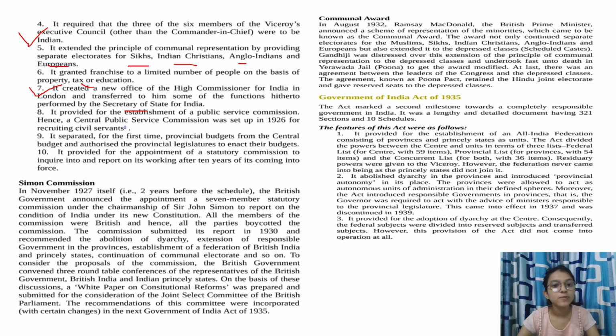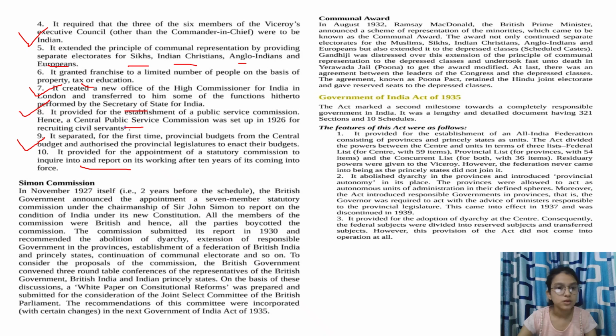It provided for the establishment of a Public Service Commission. Hence, the Central Public Service Commission was set up in 1926 for recruiting civil servants. So all the idea was there. It separated for the first time the provincial budget from the central budget, and authorized the provincial legislatures to enact their budgets. It provided for the appointment of a statutory commission to inquire into and report on its working after 10 years of its coming into force. Thus, this kind of commission provided their reports, and such a system was also there back then.